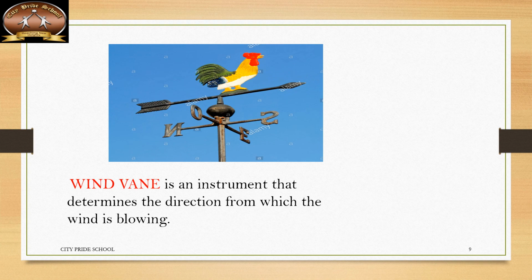So children, this was all about video 2, in which we learned the layers of the atmosphere, that is troposphere, stratosphere, mesosphere, thermosphere and exosphere. We have also learned the difference between weather and climate. Don't forget these two are different words. And we have also seen the weather instruments like thermometer, barometer, rain gauge and wind vane, which are used for measuring temperature, air pressure, rainfall and direction of the wind.